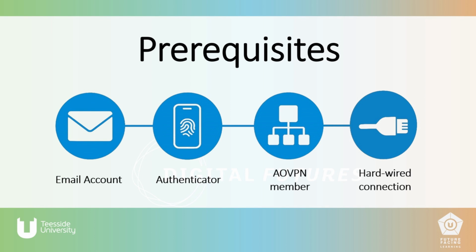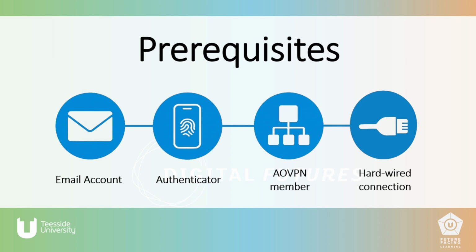You also need a mobile phone, either an Android or an iPhone, with the Microsoft Authenticator app installed. Your staff account needs to be a member of AOVPN users in Active Directory. This is requested by IT technicians who will request this for you on your behalf using the EMS.